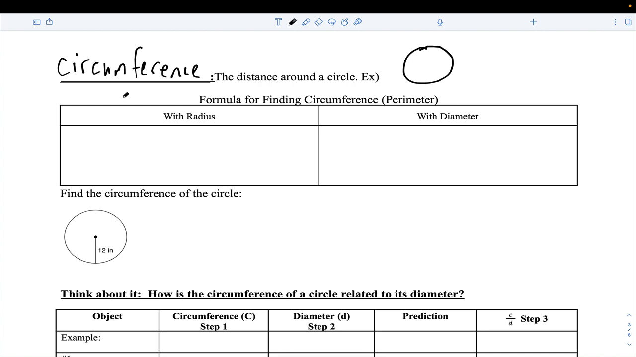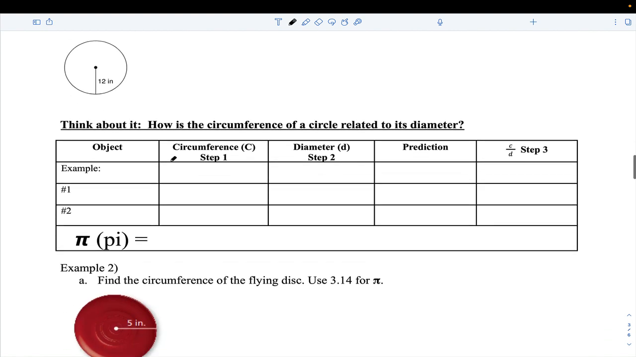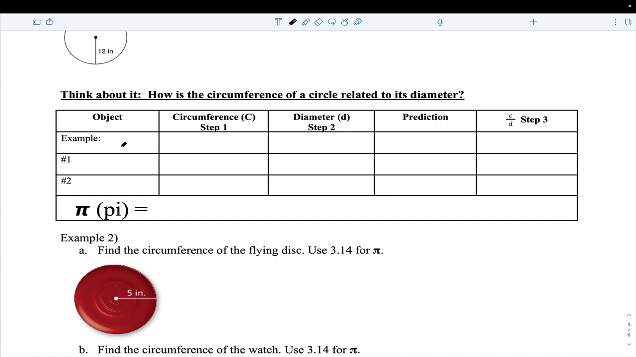Here's what you're going to do. You're going to pretend that you are Archimedes, and you're going to come up with how he invented this equation that we'll learn in just a couple minutes. With your objects, don't touch them yet, you're going to do this process.